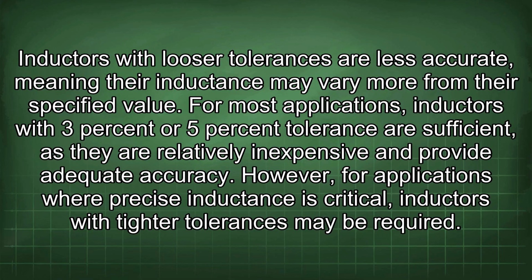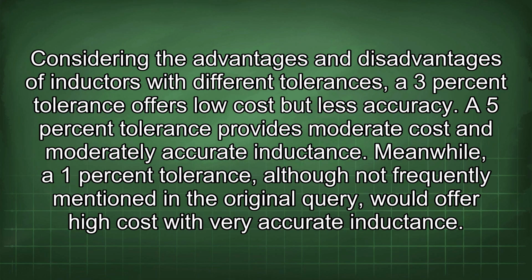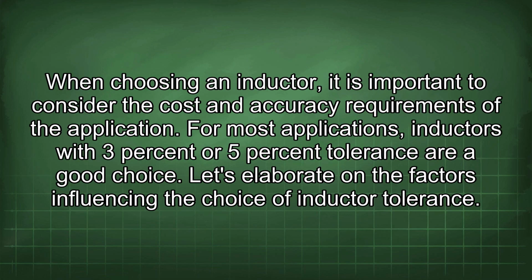However, for applications where precise inductance is critical, inductors with tighter tolerances may be required. Considering the advantages and disadvantages of inductors with different tolerances, a 3% tolerance offers low cost but less accuracy. A 5% tolerance provides moderate cost and moderately accurate inductance. Meanwhile, a 1% tolerance, although not frequently mentioned in the original query, would offer high cost with very accurate inductance. When choosing an inductor, it is important to consider the cost and accuracy requirements of the application. For most applications, inductors with 3% or 5% tolerance are a good choice.